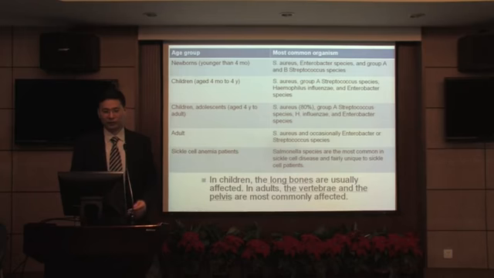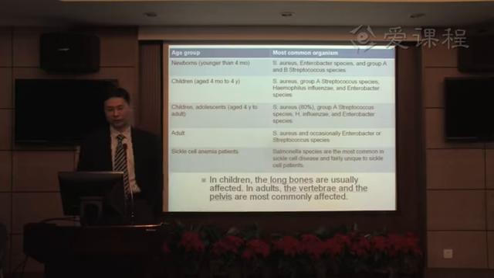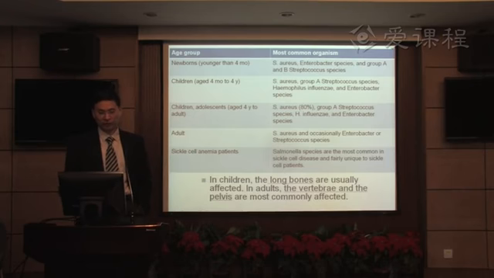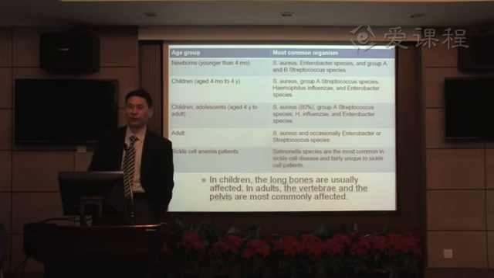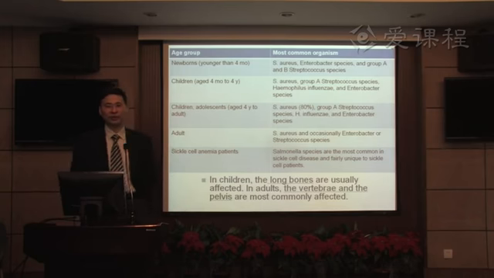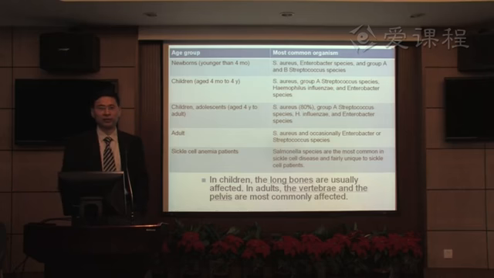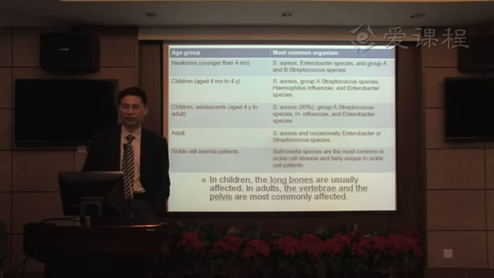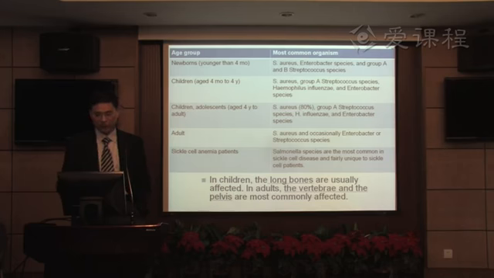There are different age groups of this disease. We can divide it into newborns, meaning younger than 4 months, children, adolescents, and adults, and the sickle cell anemia patients. This group was not divided by age because this kind of disease is associated with Salmonella species, the most common in sickle cell disease and very unique to sickle cell patients.